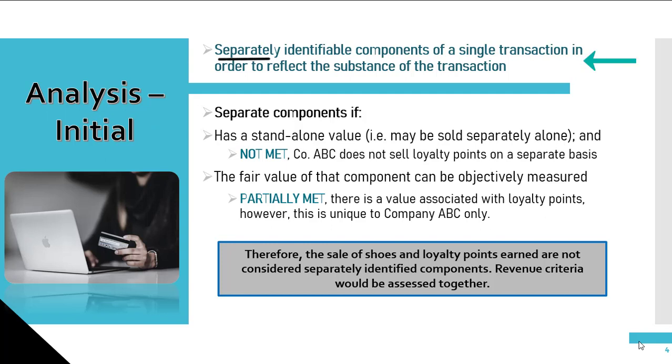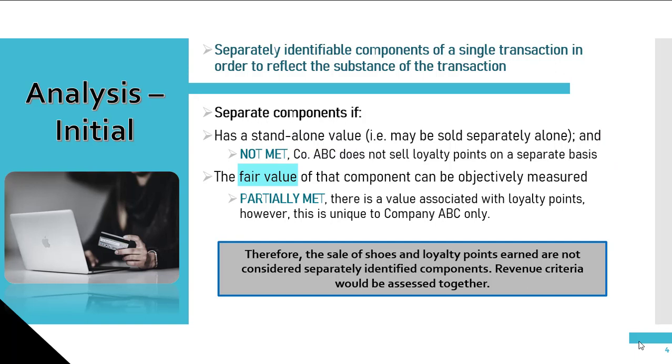Before we begin assessing the revenue recognition criteria, we must assess if the transaction of selling shoes and loyalty points are separately identifiable components or not. If they are, we will have to assess the revenue recognition criteria for each of these components. A component is separate if the following 2 conditions are met. The first is that it has a standalone value. In other words, it can be sold separately. In this case, this is not met as company ABC does not sell loyalty points on a separate basis, and the customers can only acquire them with the purchase of shoes.